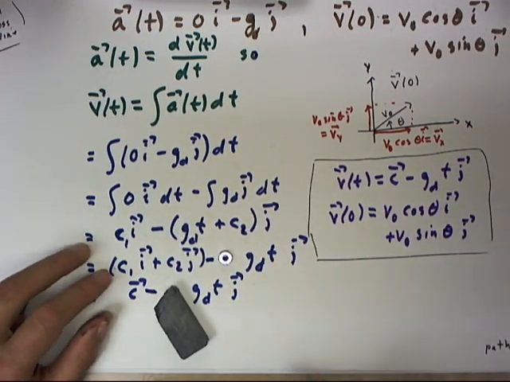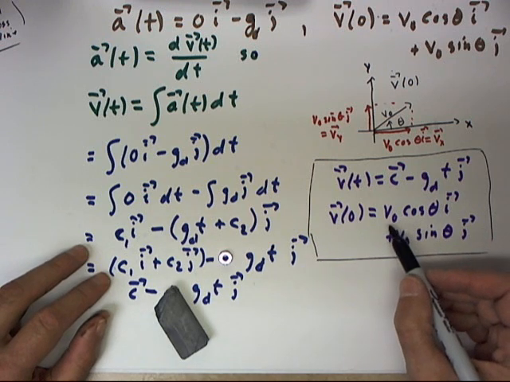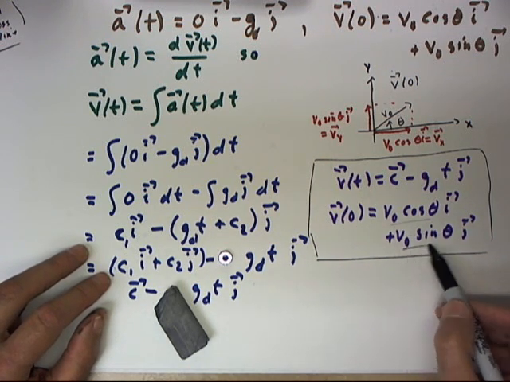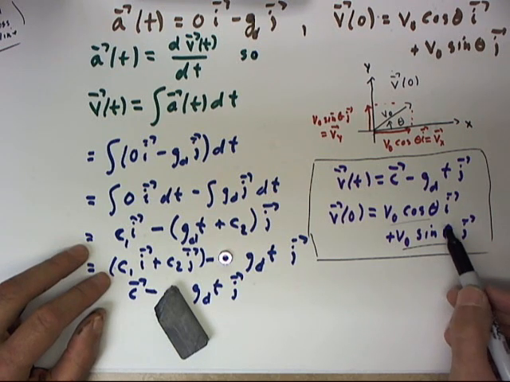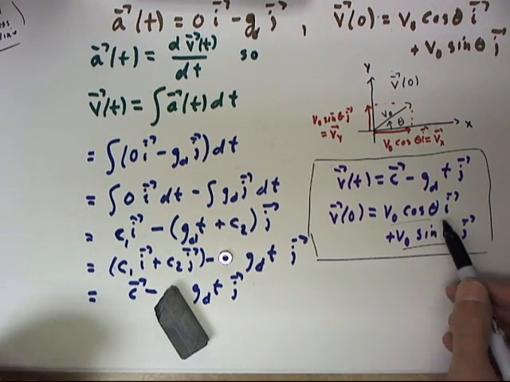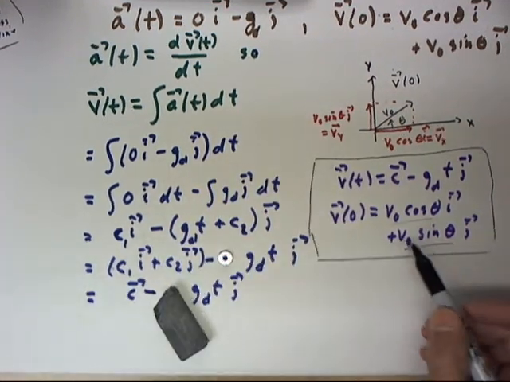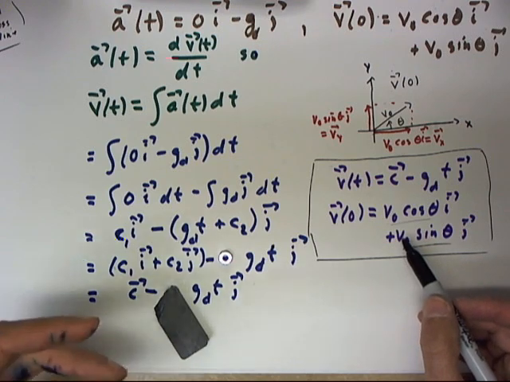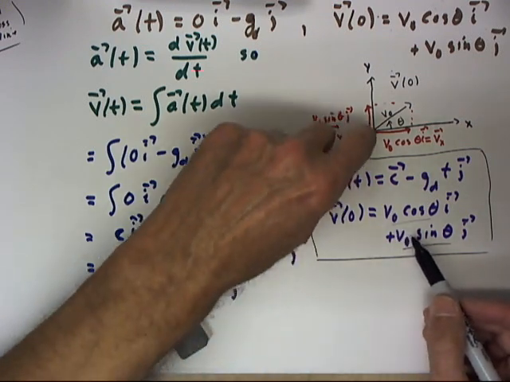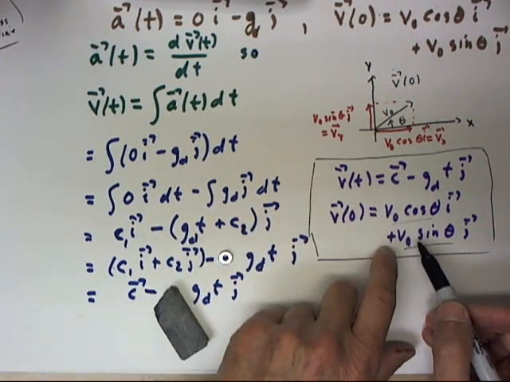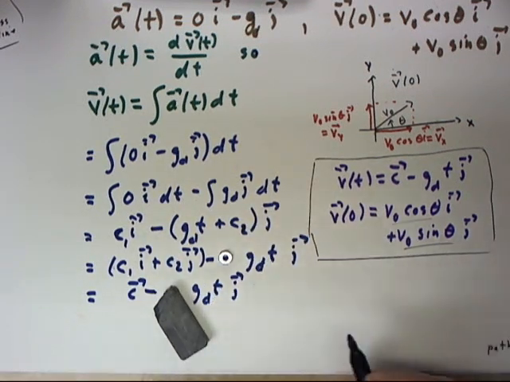This is one expression for v of 0, and I'll note that this is a constant, because the original direction theta doesn't change. The direction of the motion does, but theta is the original direction. v naught doesn't change. The speed of the object might change, but its initial speed, its speed at the instant t equals 0, does not change. So this is a constant.